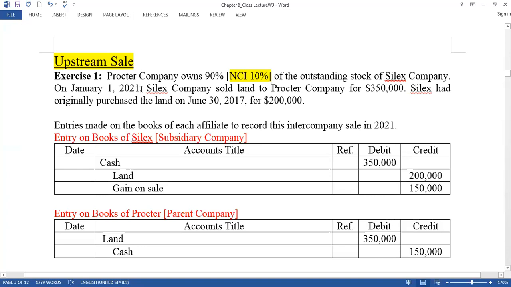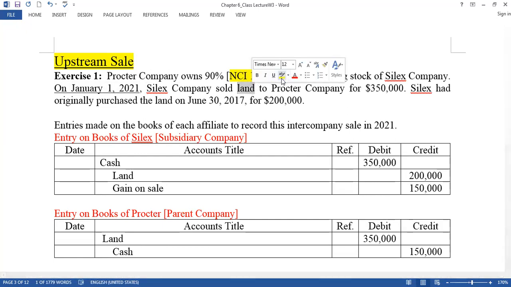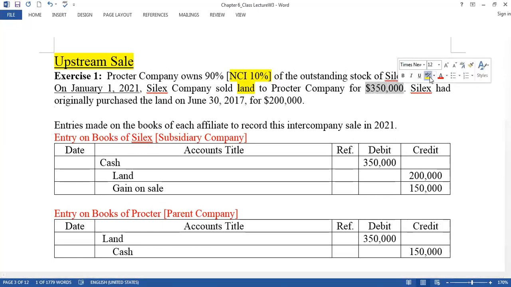On January 1st, 2021, so the date is important. You have to check the date again and again. On January 1st, 2021, the subsidiary company sold land. So land, again, is a non-depreciable asset. We have another type called depreciable asset. So land is non-depreciable and it's sold to the parent company for $350,000. So we find the sales price.